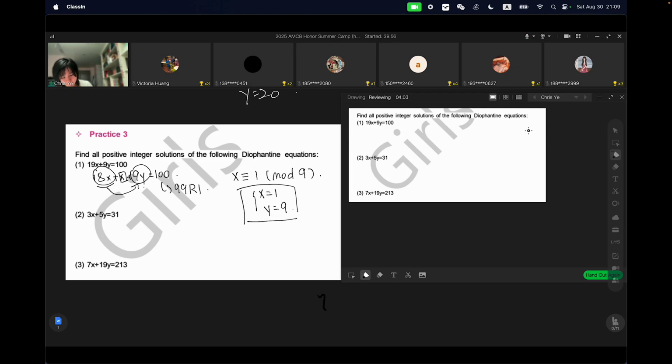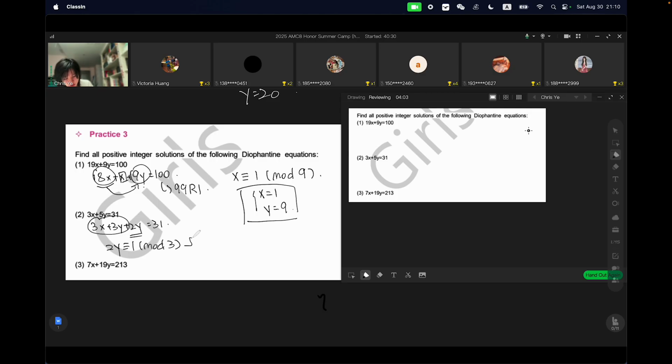Second problem, 3x plus 5y equals 31. Using the same method that we used for the first problem, let's break it up: 3x plus 3y plus 2y equals 31. Therefore, we know that these are all divisible by 3, and that would leave 2y alone. And when 31 is divided by 3, it would have a remainder of 1, which would also apply to 2y. So 2y would be congruent to 1 mod 3.